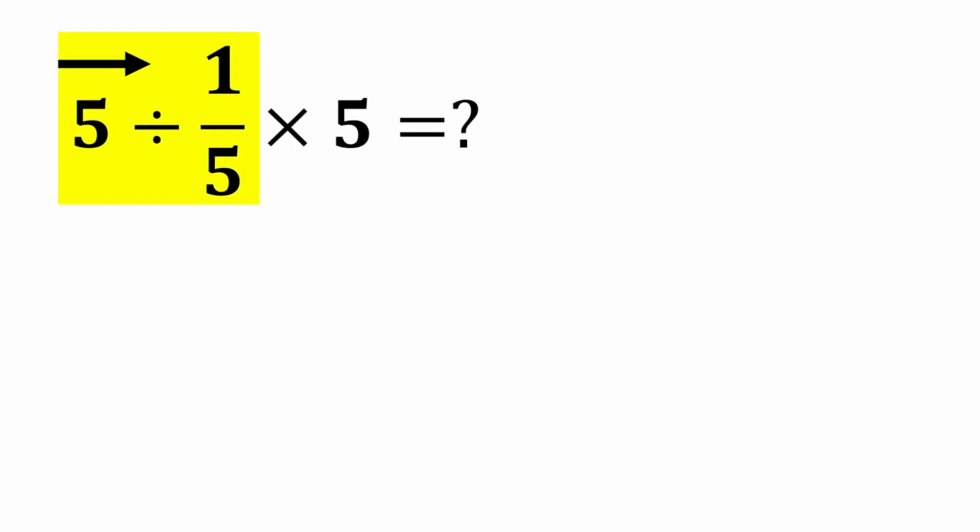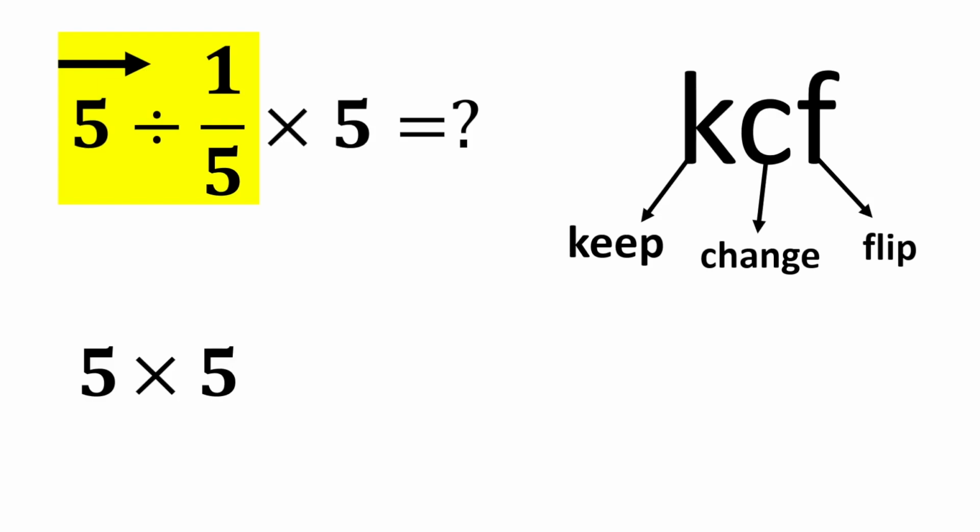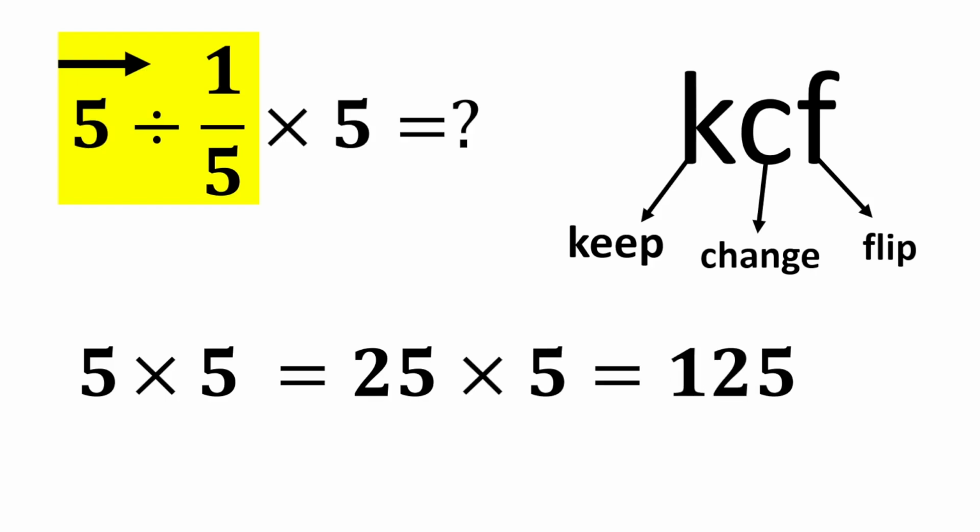To solve this division, we use the KCF rule. This rule is a simple method for dividing fractions. In this rule, K stands for keep, C stands for change, and F stands for flip. According to this rule, we keep the first fraction as it is, change division to multiplication, and flip the second fraction. Now, according to this rule, we keep 5 as it is, change division to multiplication, and flip 1 over 5, which becomes 5. 5 multiplied by 5 equals 25. Finally, 25 multiplied by 5 equals 125, which is our correct answer.